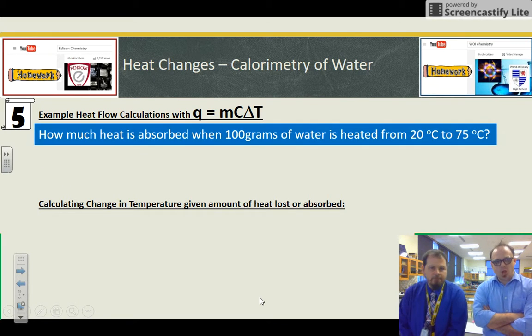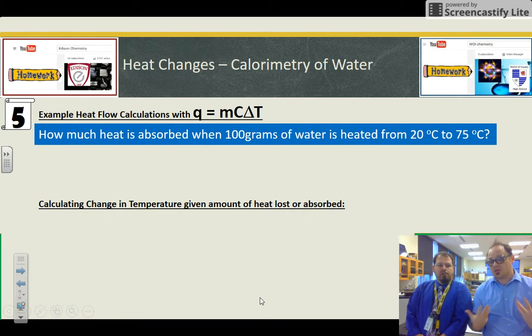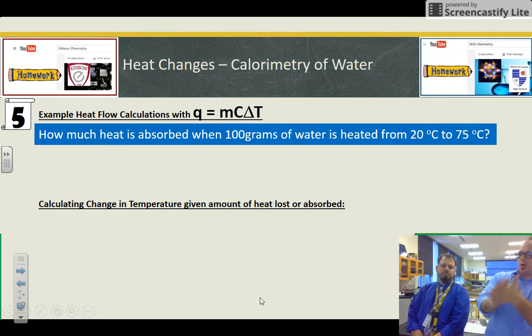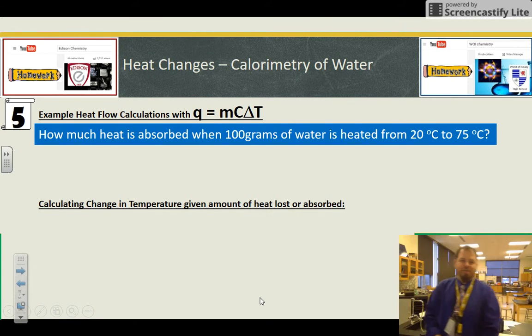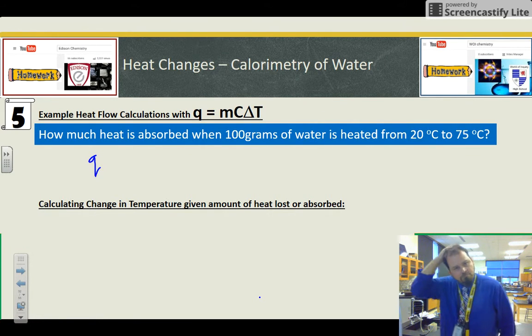Okay. Example heat flow calculations. This requires basic algebra. You're at the board. You like to rewrite all the equations. I want you to write the equation, because my students make mistakes when they don't.